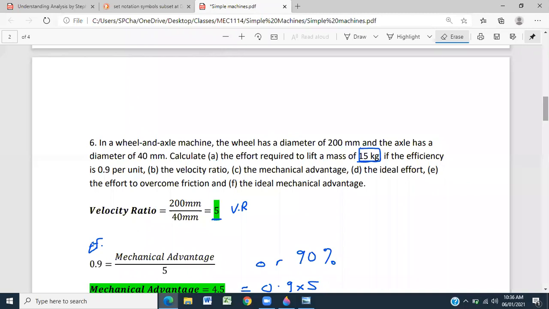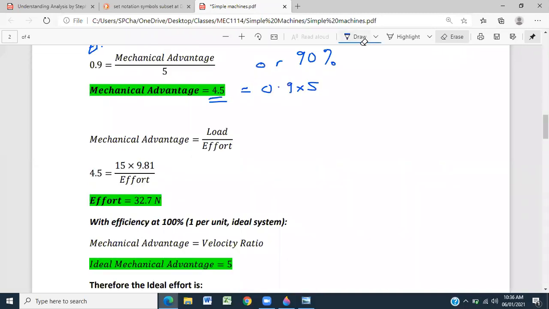kg. Now, of course, we need that in newtons, right? You don't just want to put 15 kg. So the load here would be 15 kgs times that gravitational constant, 9.81.